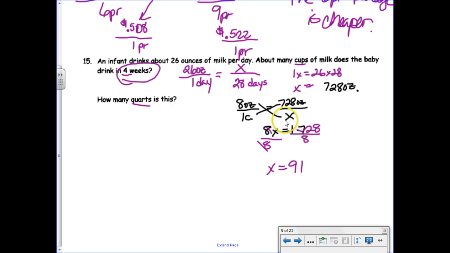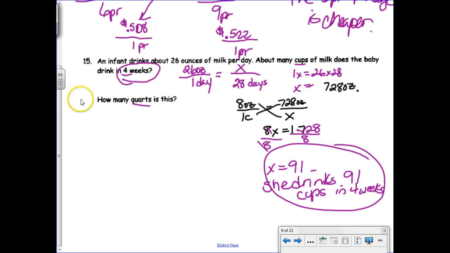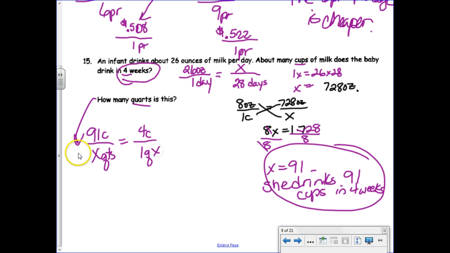So your answer here about how many cups the baby drinks in 4 weeks, okay, she or he drinks 91 cups in 4 weeks. All right. Now, we're not done yet because now I'm saying, now that you had 91 cups, how many quarts is that? Okay, so you can either set up a proportion and say 91 cups is how many quarts? I don't know, but in looking at my conversion, I know it takes 4 cups to make 1 quart, and then you could go from here.